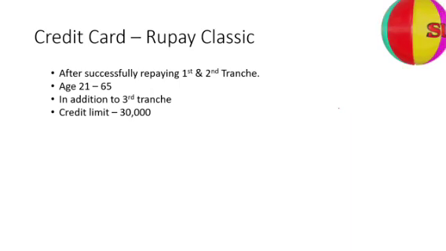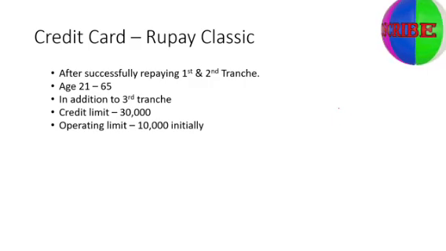Okay, so credit limit is 30,000. This is in addition to third tranche. What is the loan amount in third tranche? It is 50,000 plus 30,000 credit limit for credit card. But the condition is initially it will be 10,000 only. Based on your repayment behavior, it will be slowly and gradually increased to 30,000. Initially, operating limit will be 10,000 only.